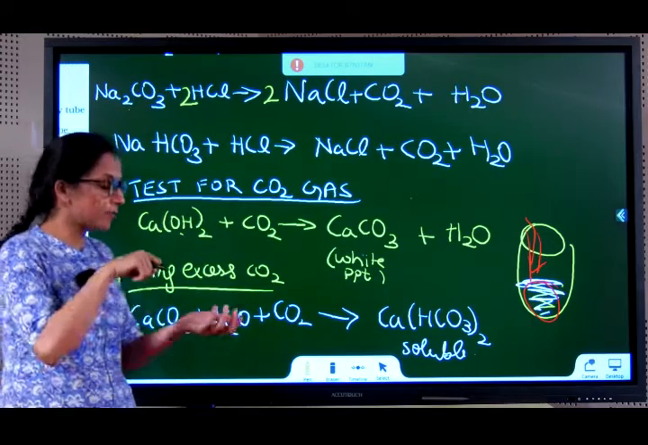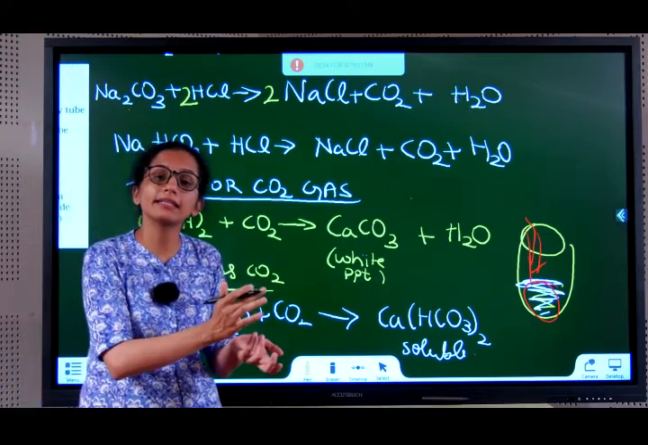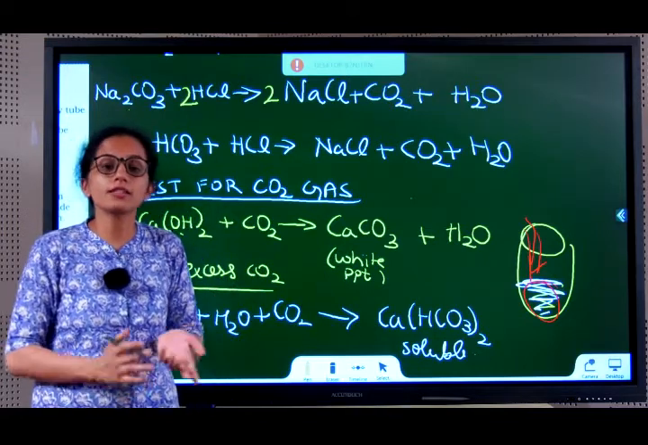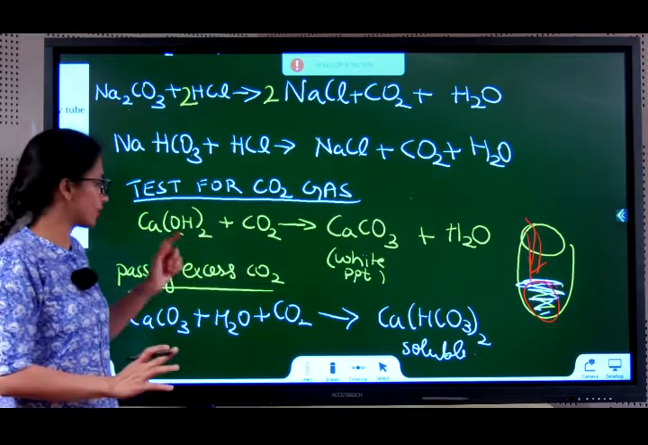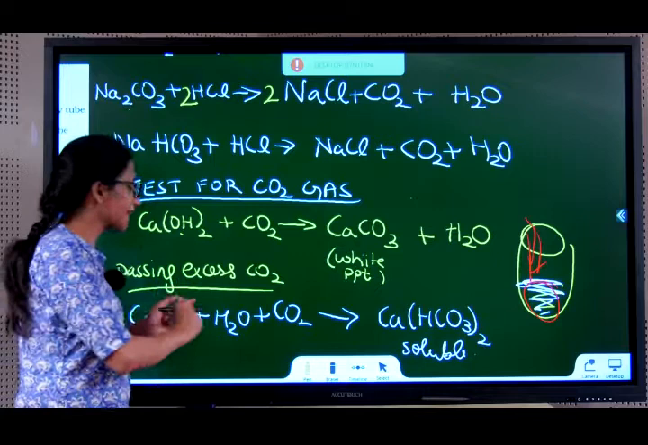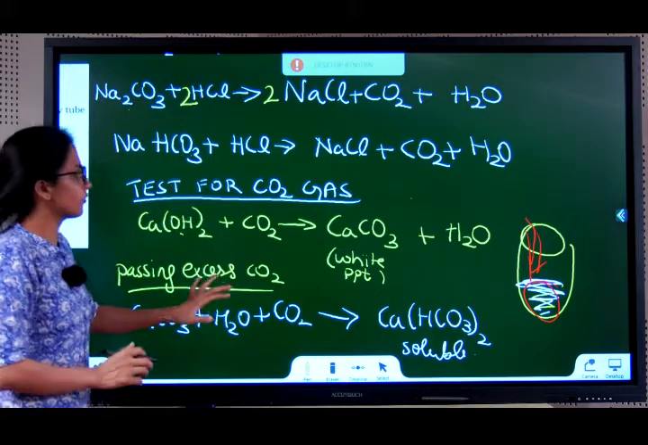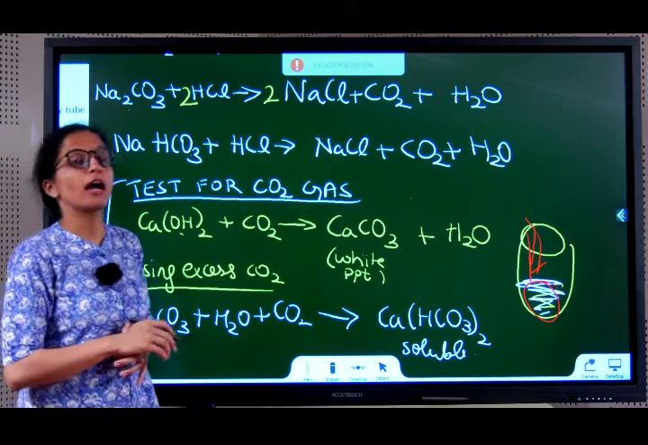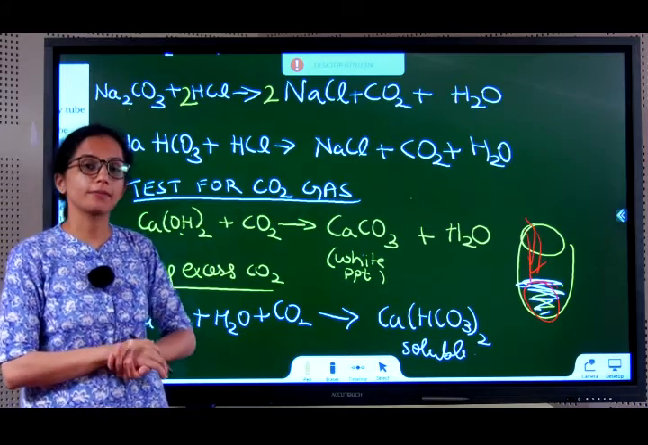So if you continue to pass excess CO2, you may not observe the milky color. It will directly become this because it is soluble, and you will say it is not CO2 gas. It is still CO2 gas. You have to be careful while conducting this experiment. Don't pass excess CO2. So this is a test for carbon dioxide gas. Generally you need to know this. You need to know the test for hydrogen gas as well, the pop sound experiment.